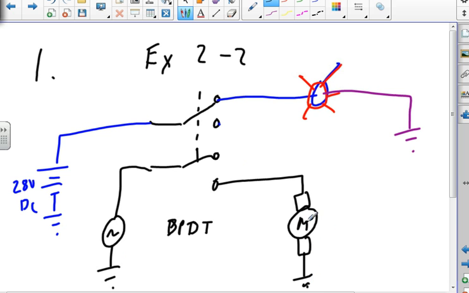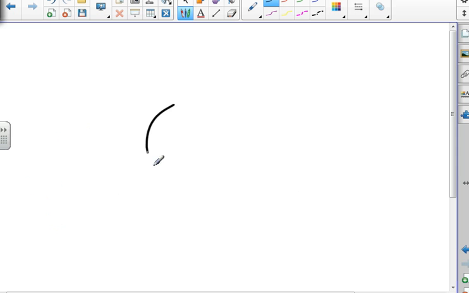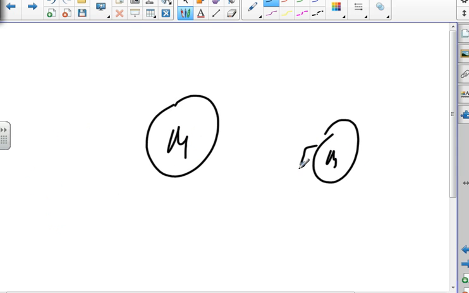Now, why is it that I draw my motor looking so weird? Why don't I just draw a circle with an M in it for motor? I guess the circle with the M means something else. No, it stands for motor. You already have it in your lab. So when I do this, that's a motor. When I do this, that's a motor. So why add? Yeah, why add?